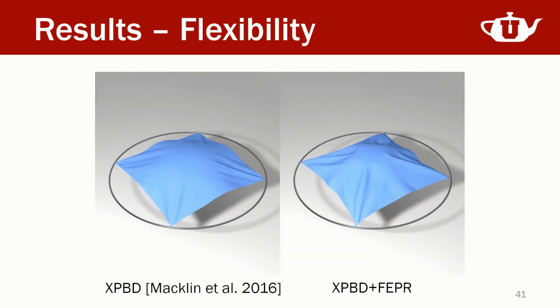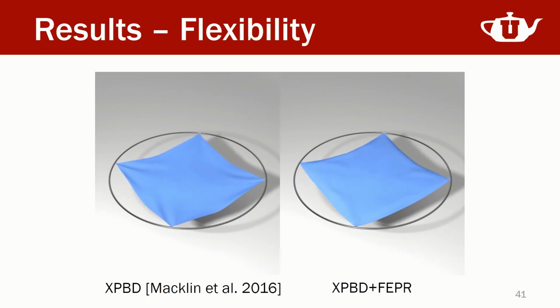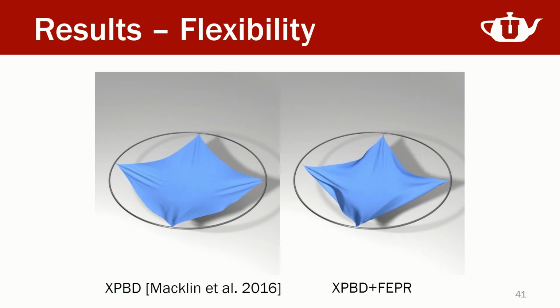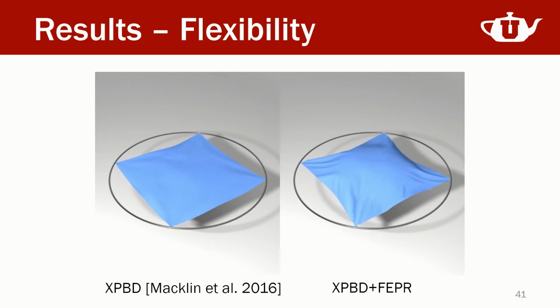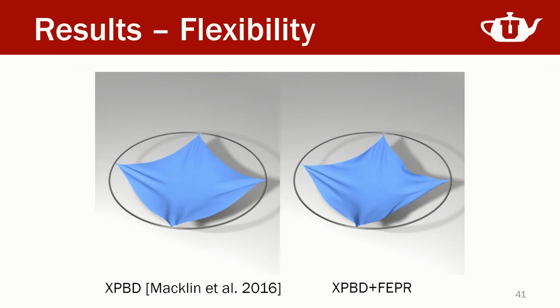FEPR can work with other mechanical systems such as cloth and to different simulation models such as XPBD. As we can see in this example, FEPR not only keeps the amplitude of the oscillating membrane constant, it also produces more detailed wrinkles.